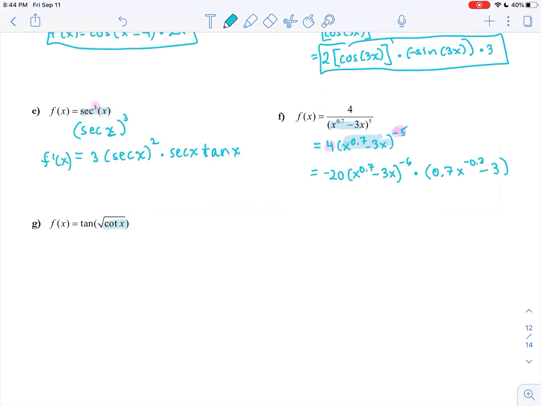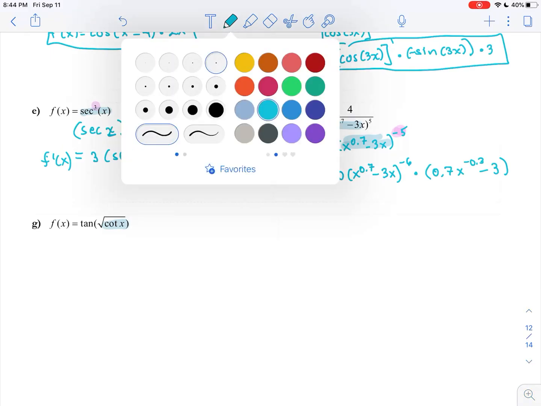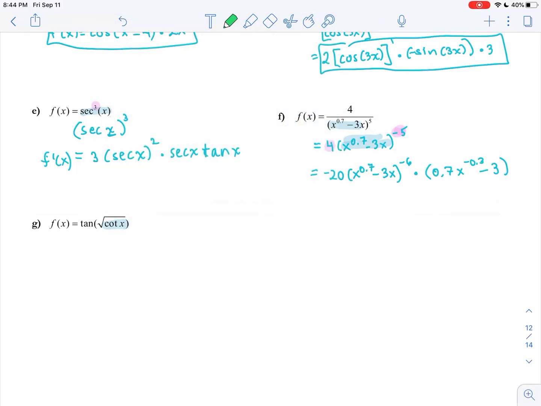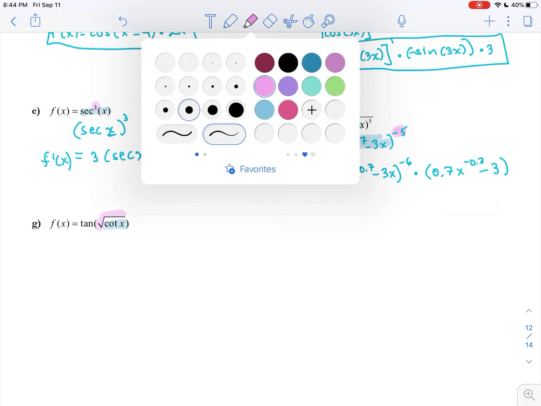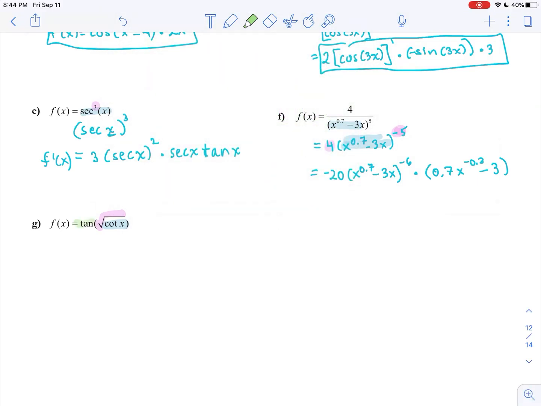And then finally, what do we have here? How many generations do you guys think we have here? So on this, we have the cotangent of x being the baby function. We have the mommy function being the square root of x. And then finally, we have the grandma function being tangent of x. So remember the derivative of the grandma first.